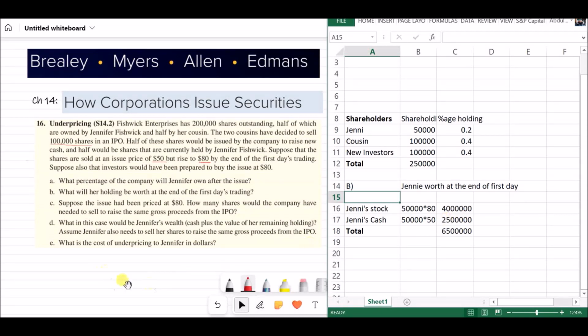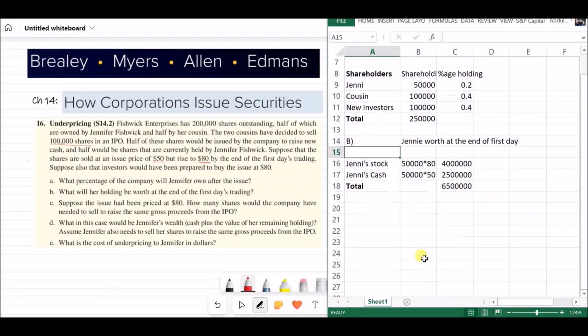Moving on, let's see the part C. Suppose the issue had been priced at 80. How many shares would the company have needed to sell to raise the same gross proceeds from the IPO? So first we need to see how much money the company actually gathered by selling the shares. So cash received from sale of shares.